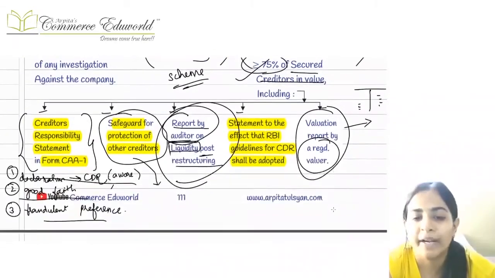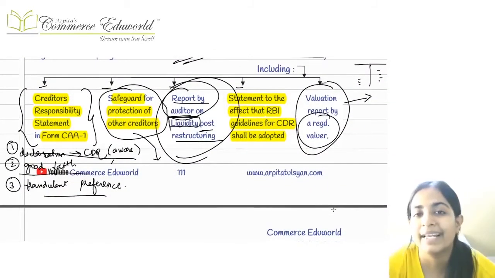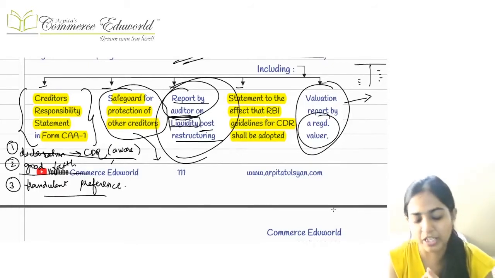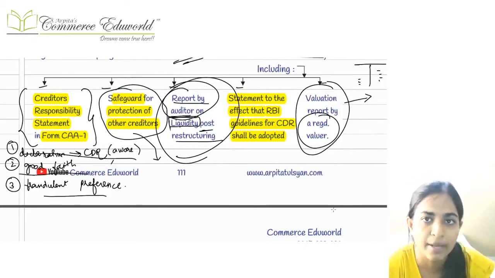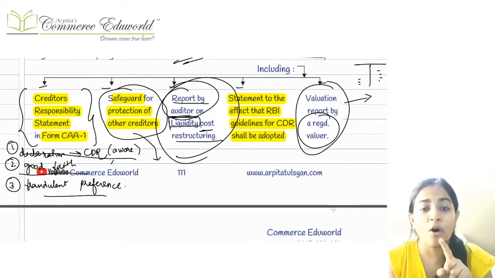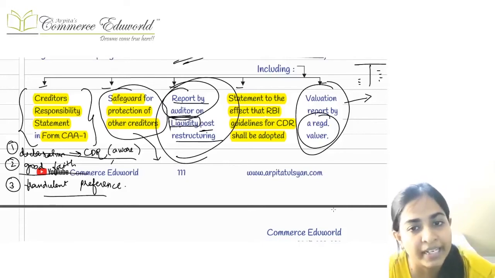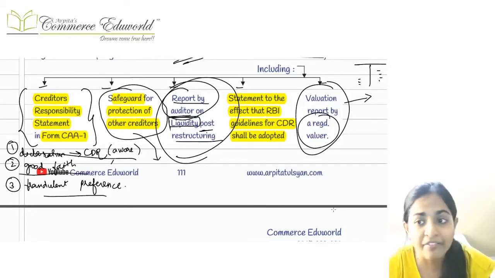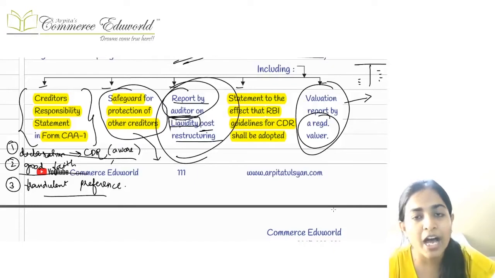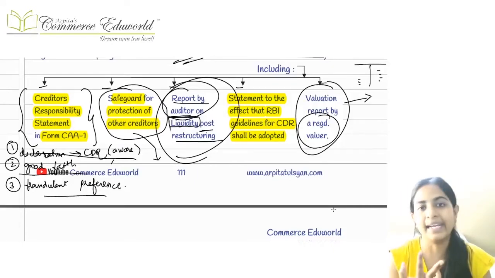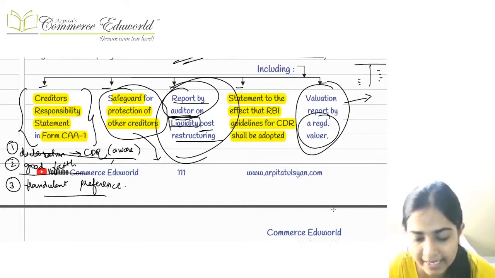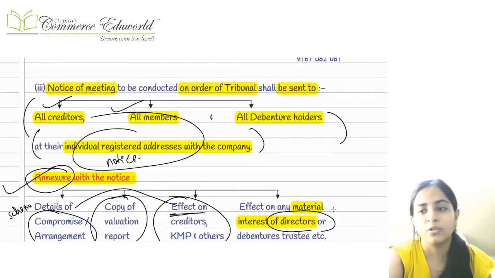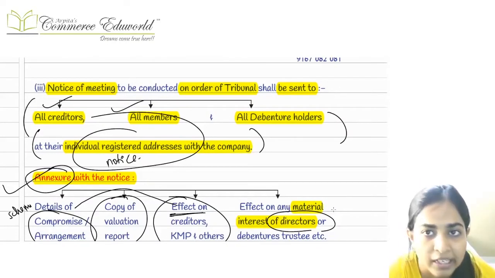In the case of corporate debt restructuring, first of all, the scheme must be approved by at least 75% of the secured creditors. And you also have to submit five extra things: first, the creditors' responsibility statement in CAA1; then the liquidity report, which is to be submitted by the auditor; then what about the position of other creditors, are we going to protect their interest; have we followed the RBI guidelines, if this involves banks, etc.; and the valuer's report. Even these things are to be submitted to the tribunal when you are seeking approval for calling a meeting.